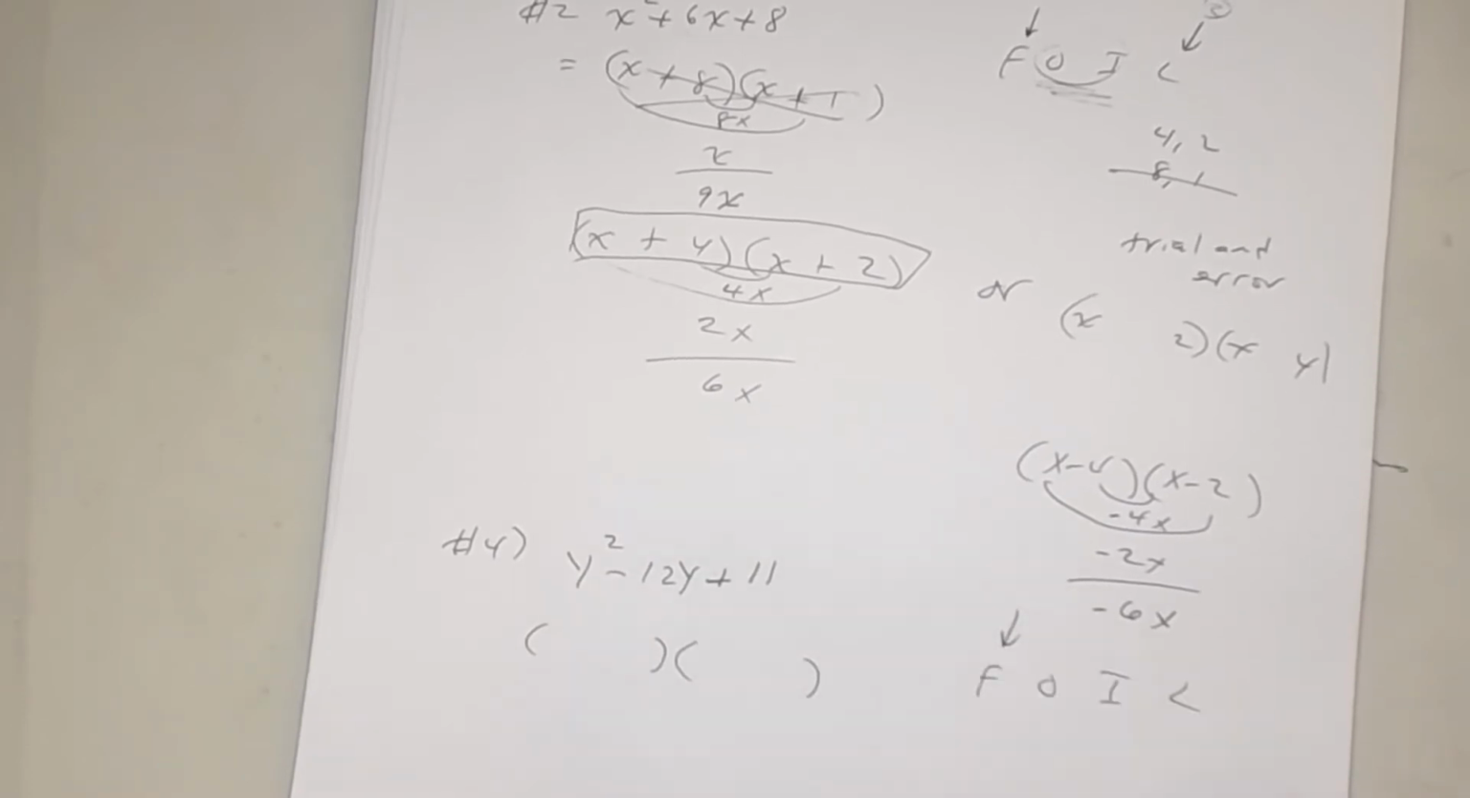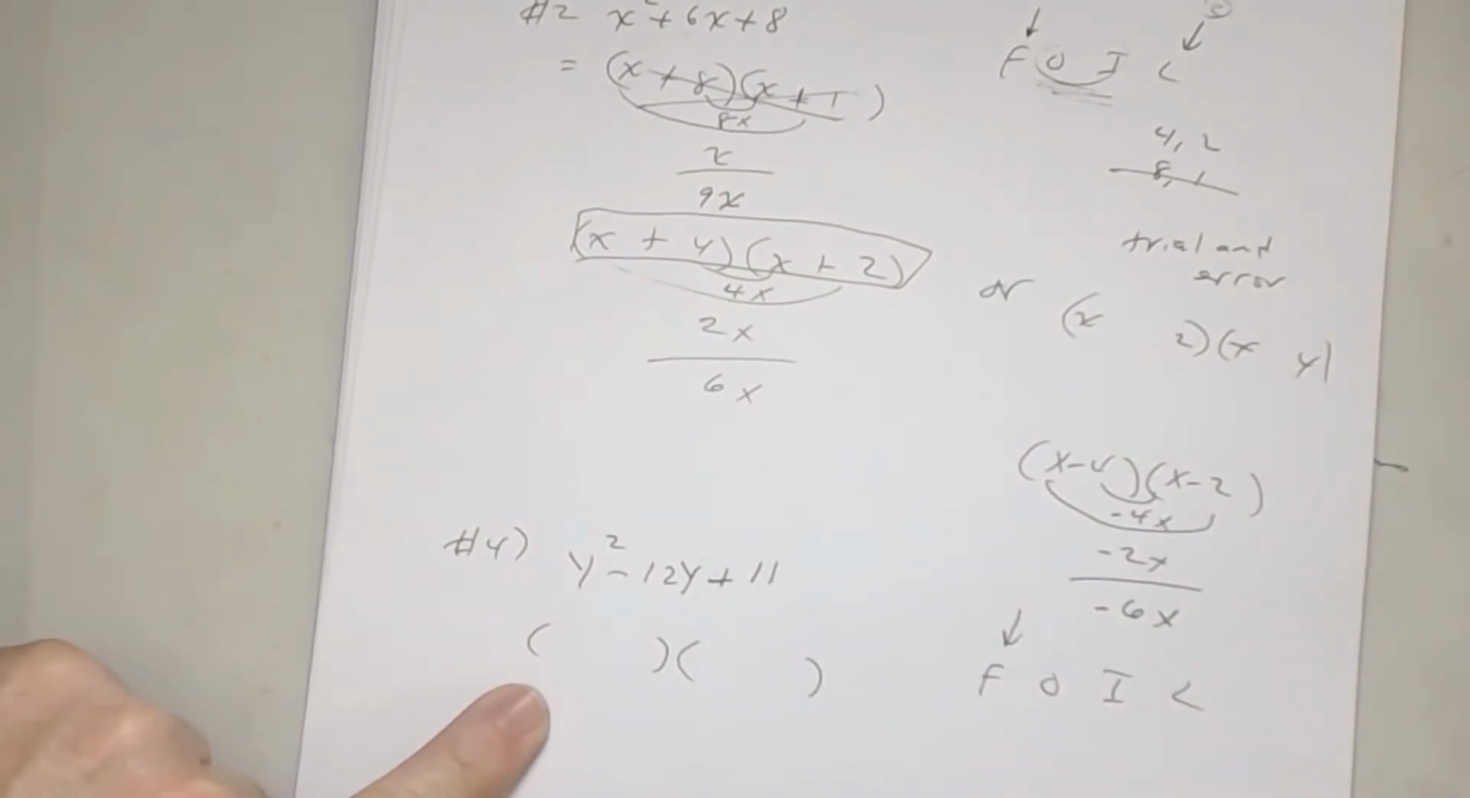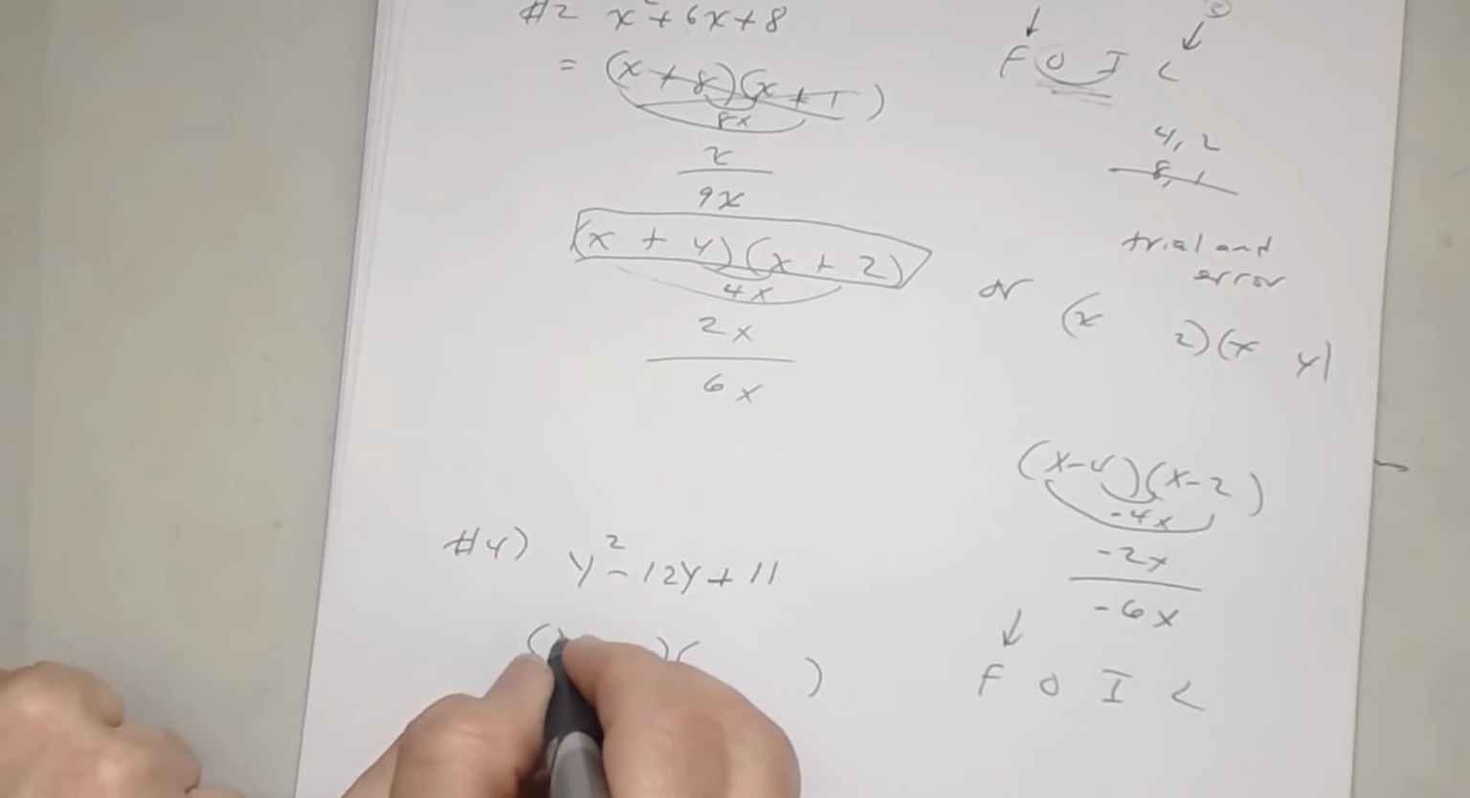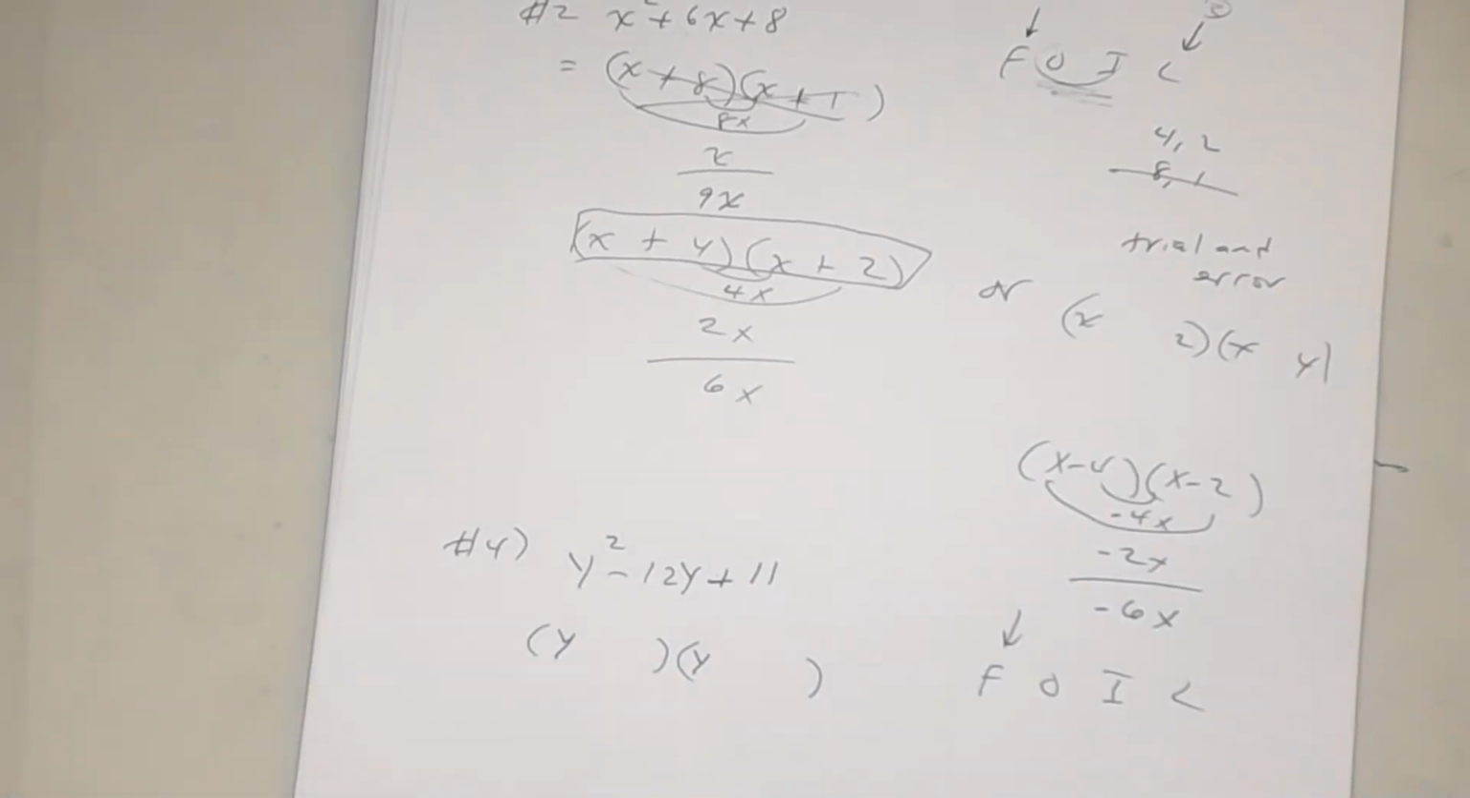All right, we're going to do the F first. What times what is y squared? Y and y. So y goes here, y goes there. So I filled my first term. I just got to fill in the second term. Now 11 is easy compared to 8 that we had earlier, because 11 is what kind of number? Prime. There are only 2 factors of a prime number, 1 and 11 itself. So there's only one possibility, 11 and 1.